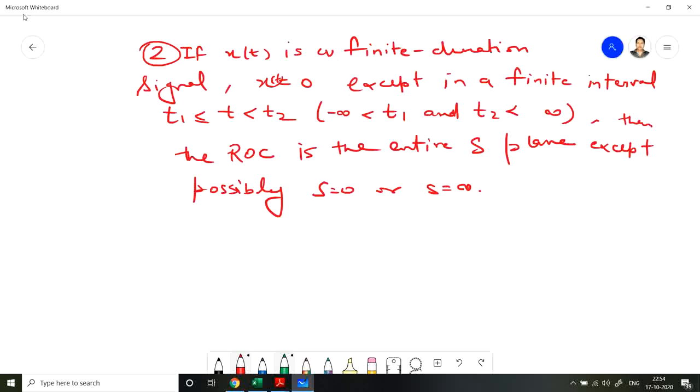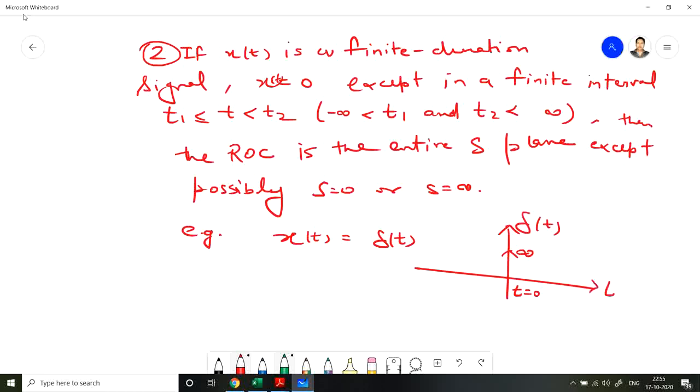So let us take an example, that x(t) is delta(t). If we are taking x(t) equal to delta(t), basically it is a finite signal. Only at t equal to 0 it tends to infinity. So this delta(t) is a finite duration signal. Its Laplace transform is 1, and the ROC is basically the entire S plane. We can see that the ROC is the entire S plane.